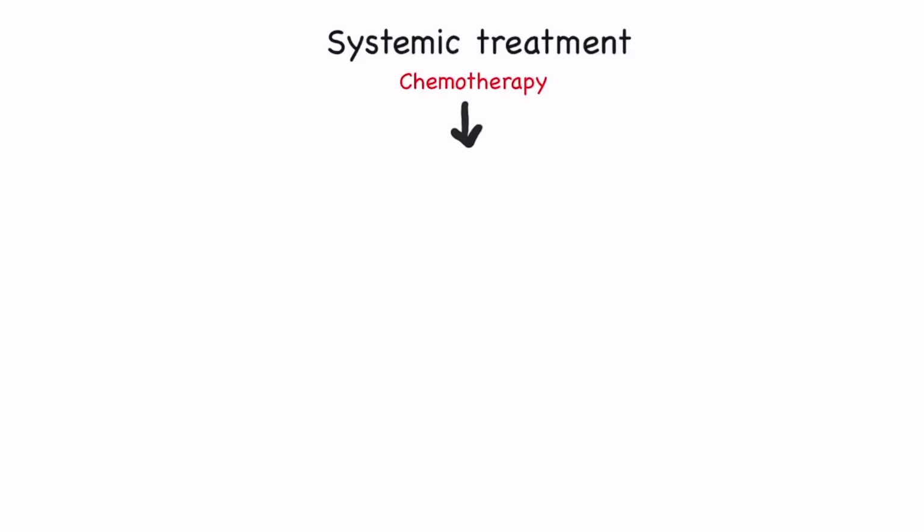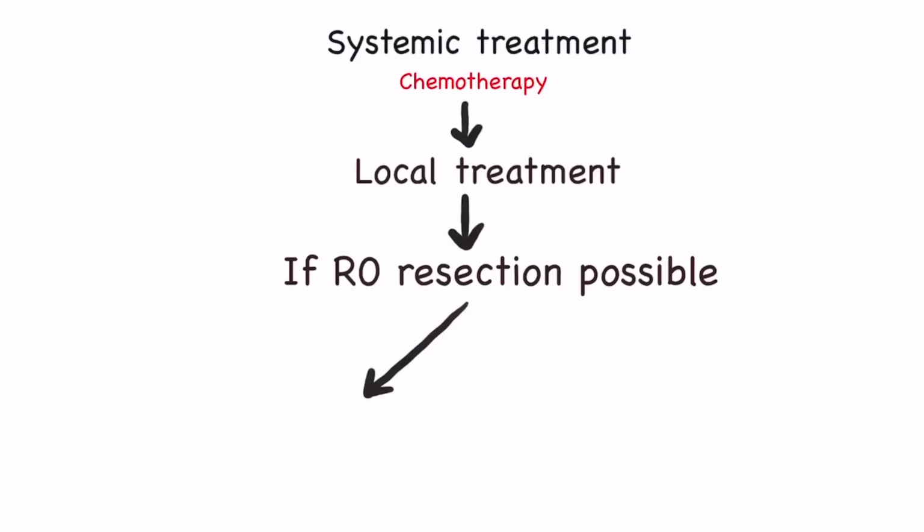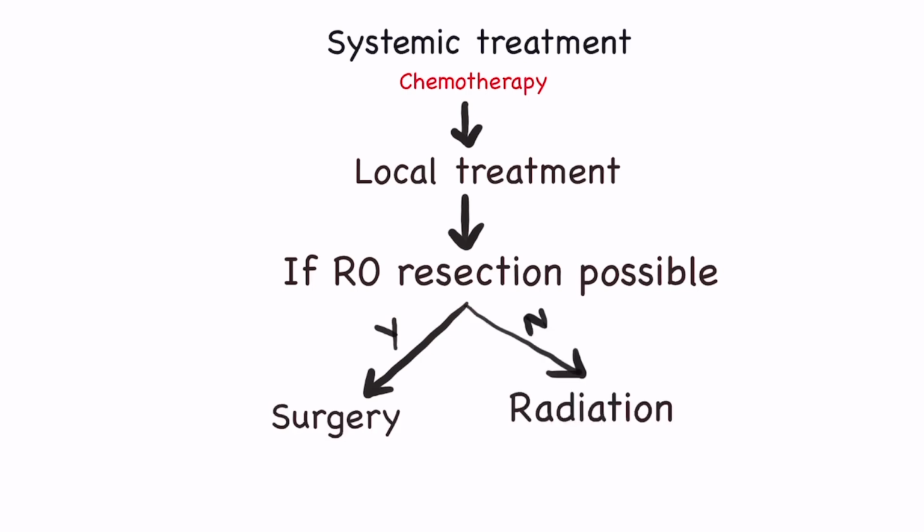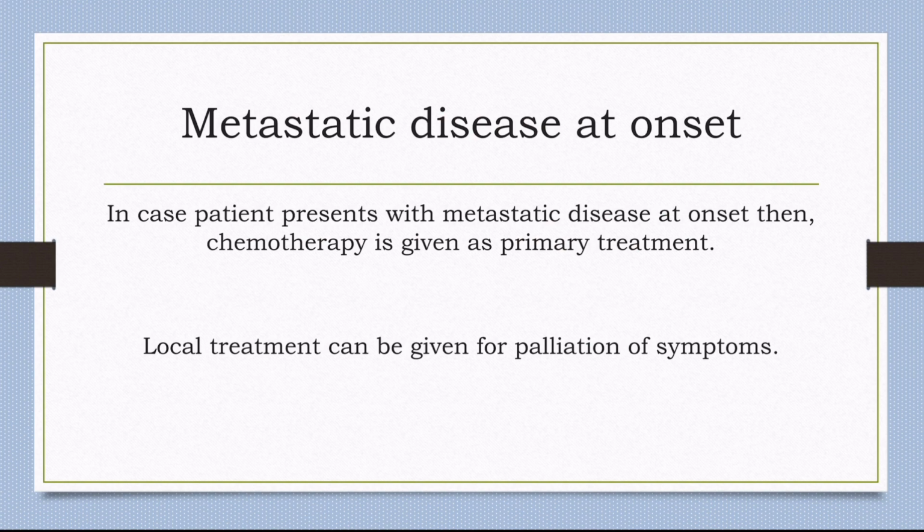In local therapy, if R0 resection is possible, then surgery of the local part is done, else radiation is given to the local area. In case the patient presents with metastatic disease at onset, then chemotherapy is given as primary treatment. Local treatment can be given for palliation of symptoms.